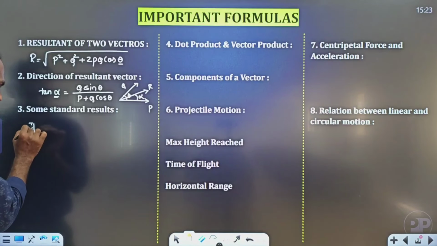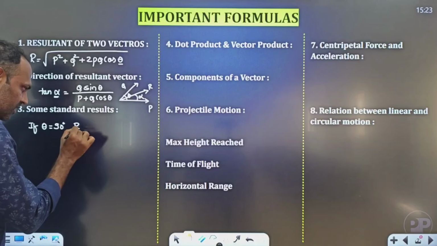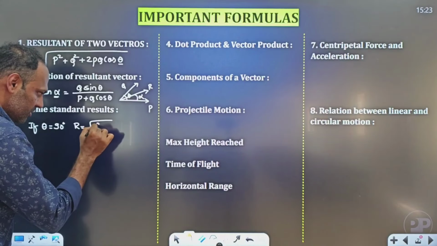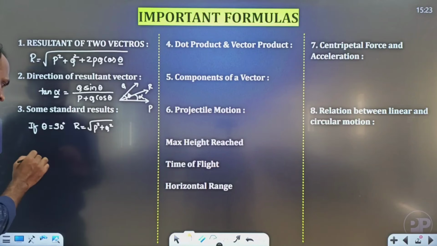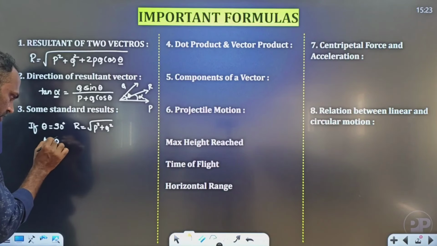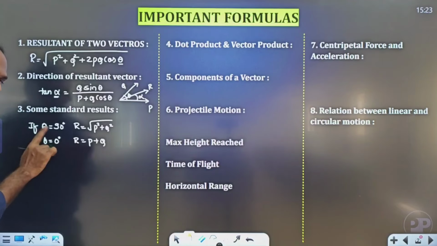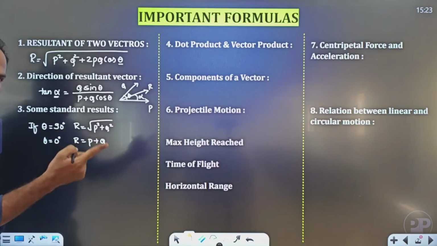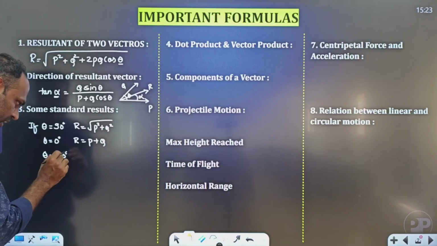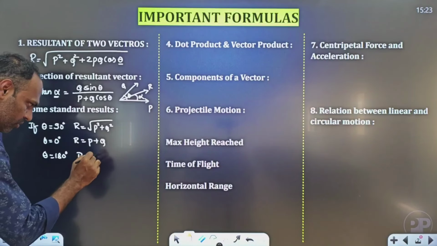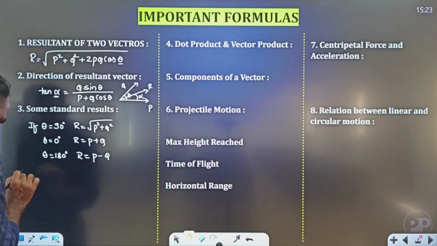If theta is equal to 90 degree, then the resultant will be equal to root of P square plus Q square. If theta is 90 degree, angle between the two vectors. If theta is equal to 0 degree, then the resultant will be equal to P plus Q. 0 degree means same direction, 90 degree means perpendicular. Right? And if theta is equal to 180 degree, it means they are opposite in direction, then the resultant will be equal to P minus Q. Next, there are some more standard results in this, remember them.